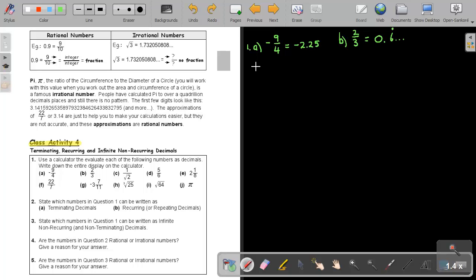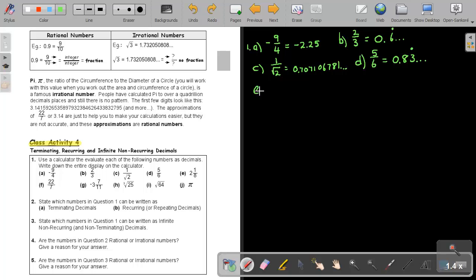Then number C, it's 1 over square root 2. Okay, a few digits is 0.707106781 and it continues. And then number D, which is 5 over 6. Again, it's 0.8 and then 3. So let's just write it like this.